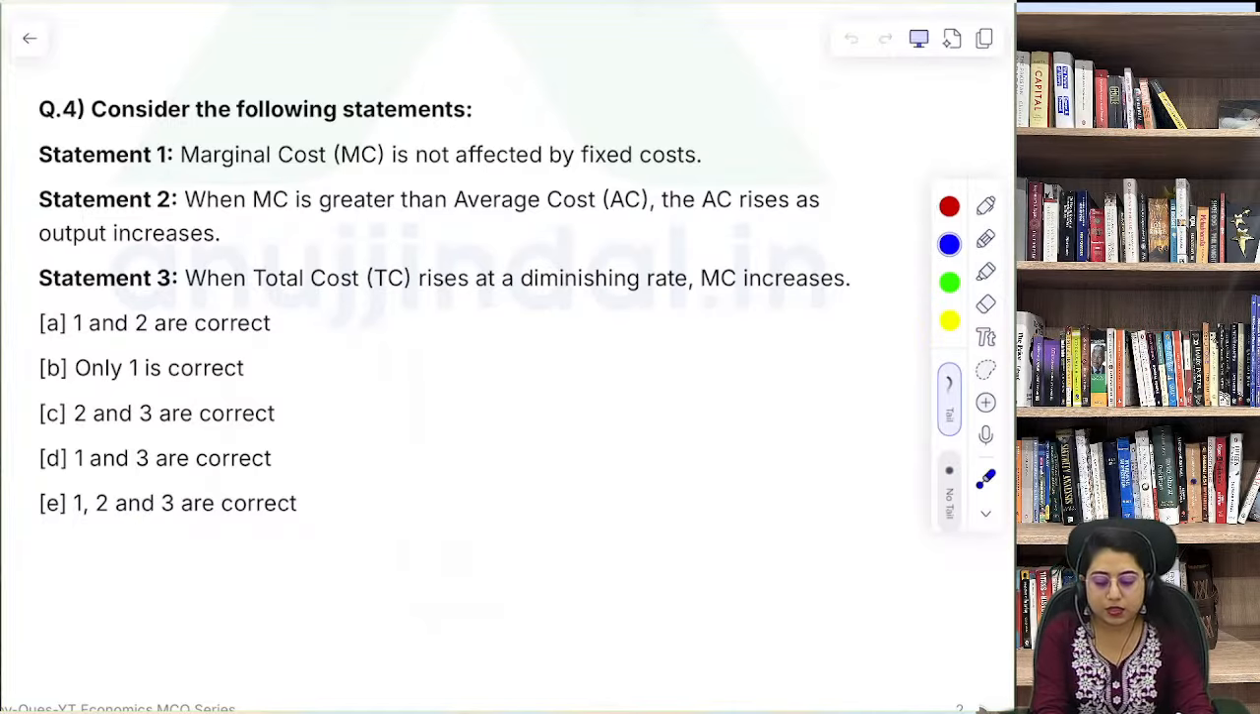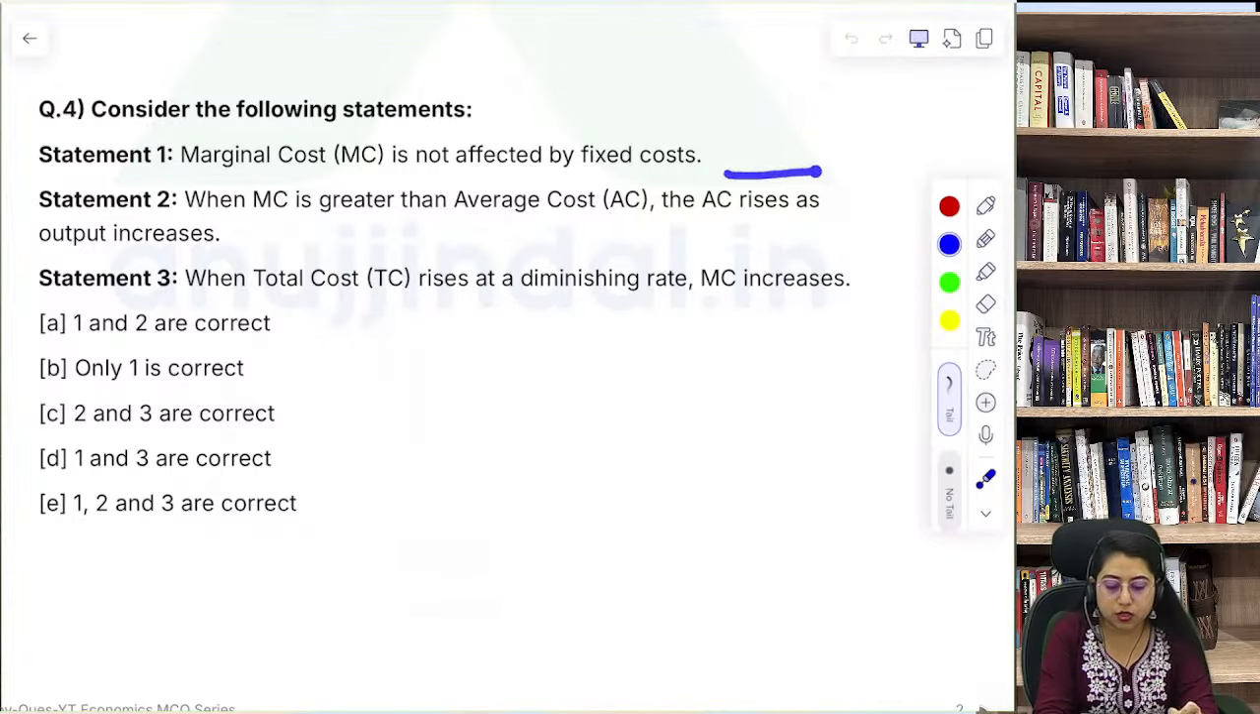Consider the following statements. Here you have to say which one is the correct statement. Marginal cost is not affected by the fixed cost. When marginal cost is greater than average cost, the average cost rises as the output increases. And when total cost rises at a diminishing rate, marginal cost increases. What do you think is the right answer here? Question number 4.